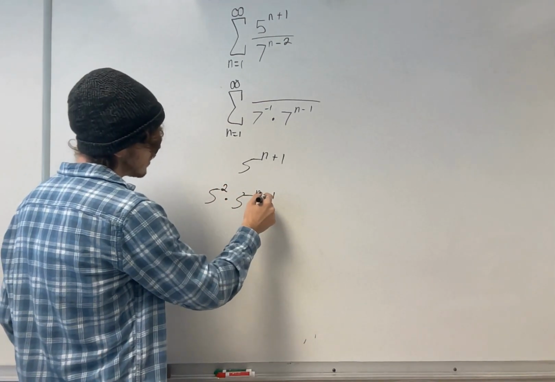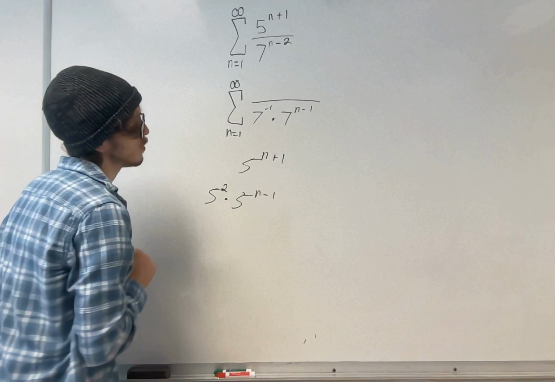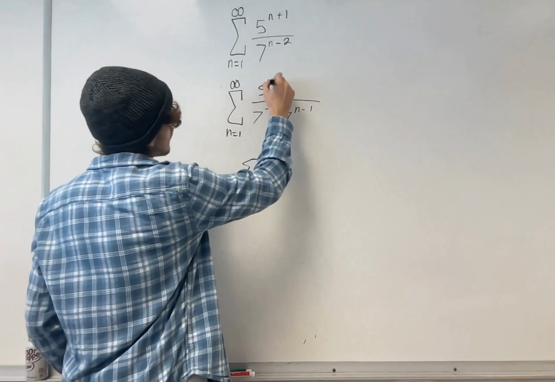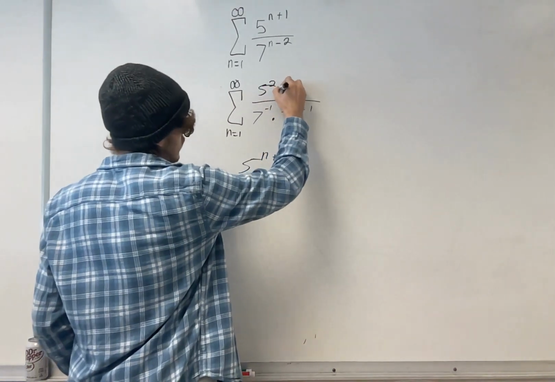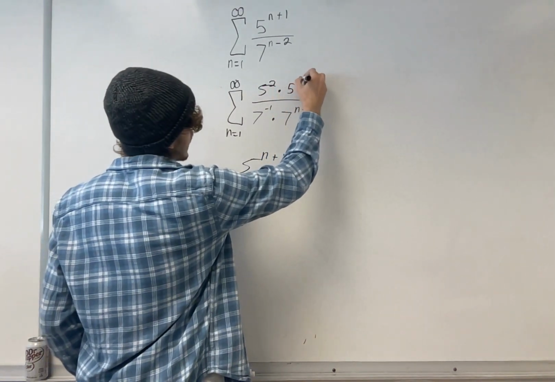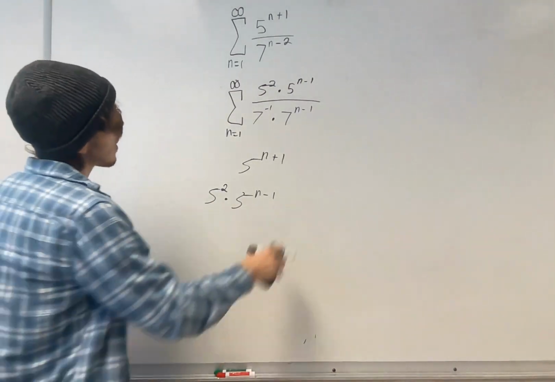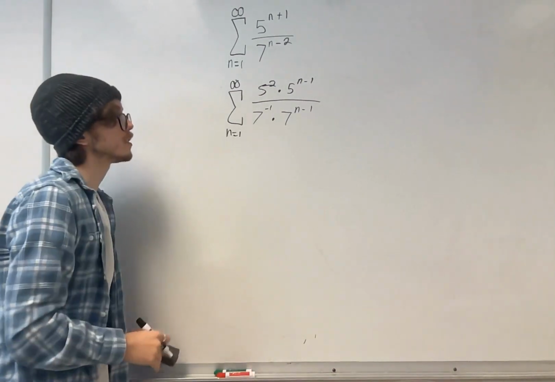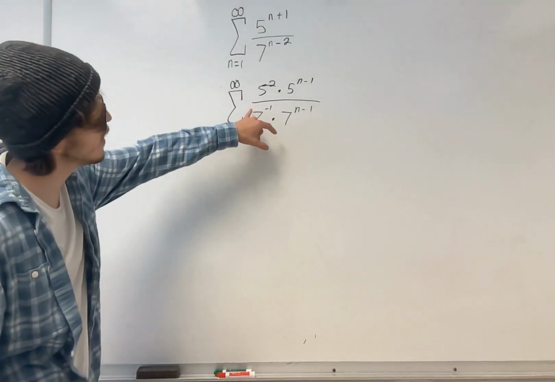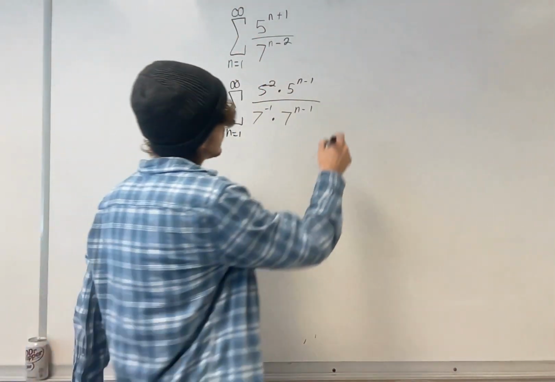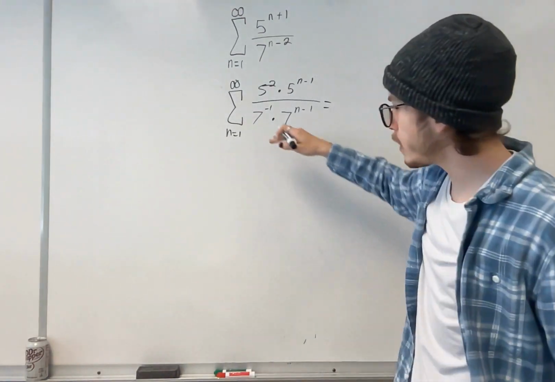1 to get us to n, 1 more to get us to n plus 1. Hopefully that idea makes sense. 5 squared times 5 to the n minus 1. So notice now our overall series kind of looks like a times r to the n. We just have to do a little bit of cleanup, so we're going to rewrite this here.